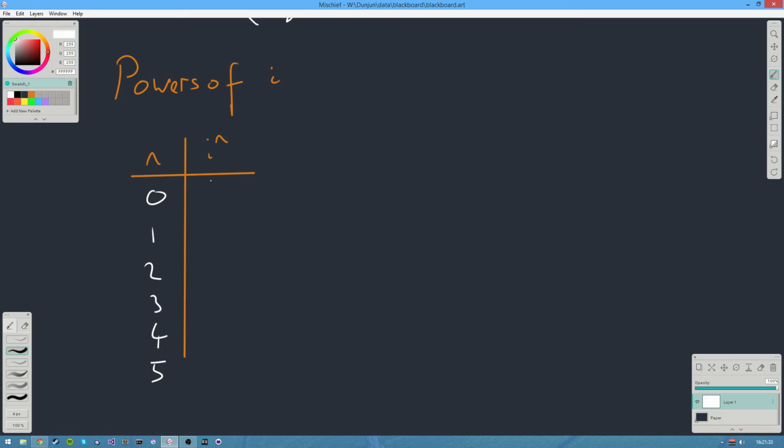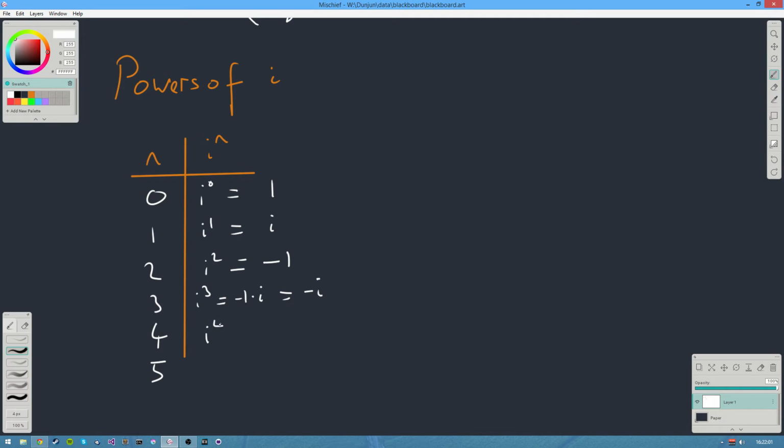So anything to the power of 0 is usually 1, except 0, but yeah, anything to the power of 0 is 1. Now I'm going to write this out: i to the 0 equals 1. i to the 1 equals i, so it's unchanged. i to the 2, as we said, was negative 1. Then i to the 3 is negative 1 times i, which is negative i. You can see where the pattern's coming from.